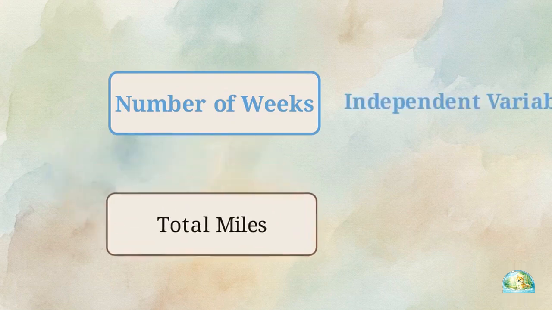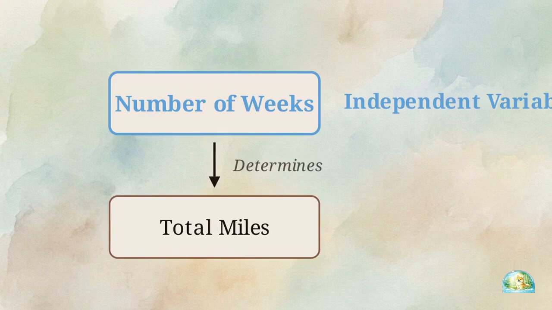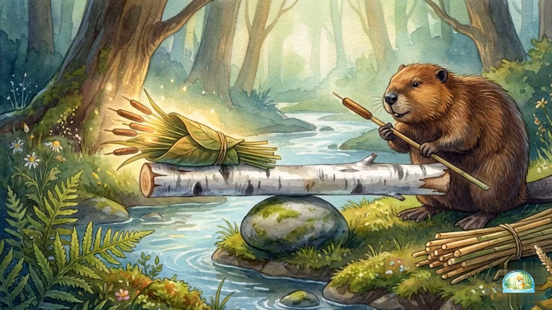The total miles covered changes based on how many weeks have gone by. Because it responds to the time, the total miles is our dependent variable. Identifying which quantity causes the change helps us correctly set up our equations and graphs.